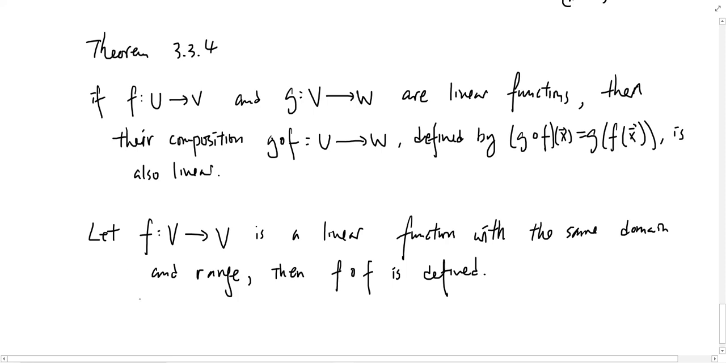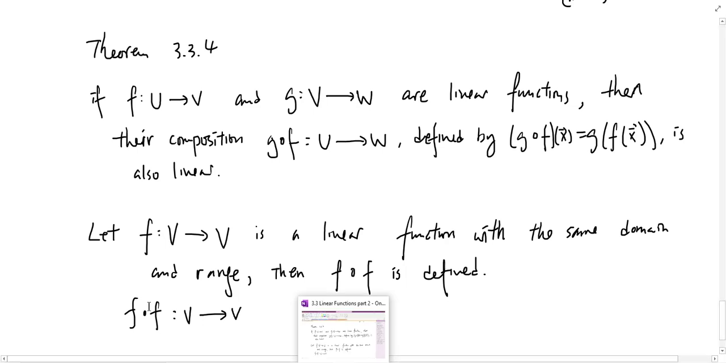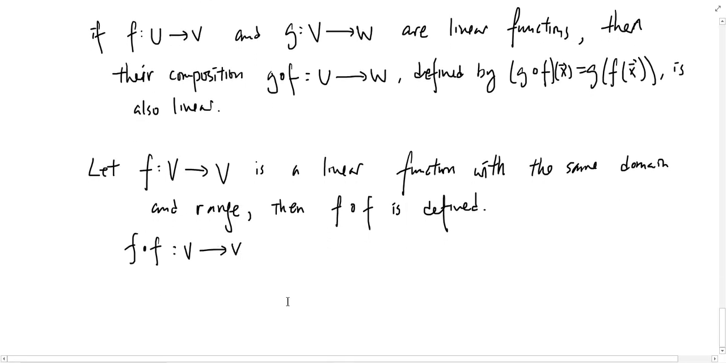So in this case, f composition f will basically take v to v, then to v again. So therefore just basically v to v. And notice that this composition is the same type of function as f because it is also mapped with the same domain and range. So therefore we can actually repeatedly do a composition by doing the following.